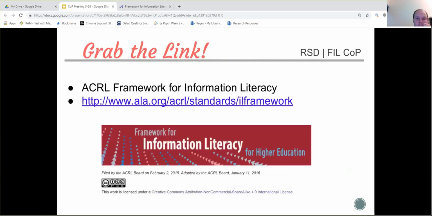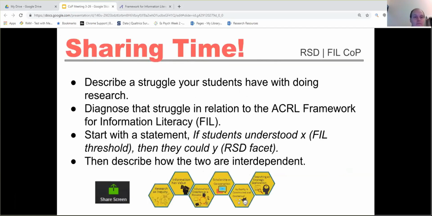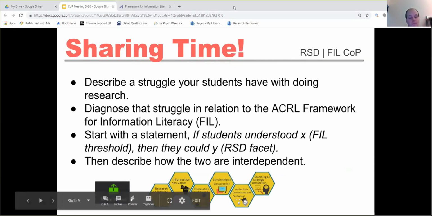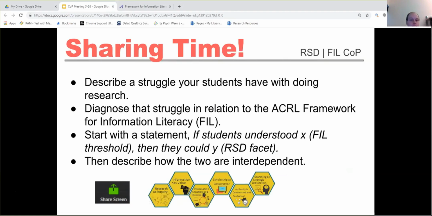For today, you can grab the link to the framework for information literacy. I have that posted in the group chat if you want to link there too. Otherwise, you can type in framework for information literacy and this scarlet banner should come up. If there are no questions, we can start to talk about what you've done or where you are going. I've posted an example; if nobody has one, I've posted one of my own that we can talk about.